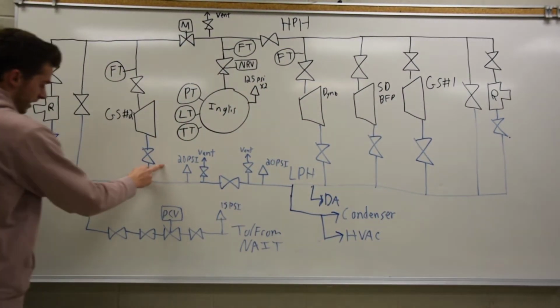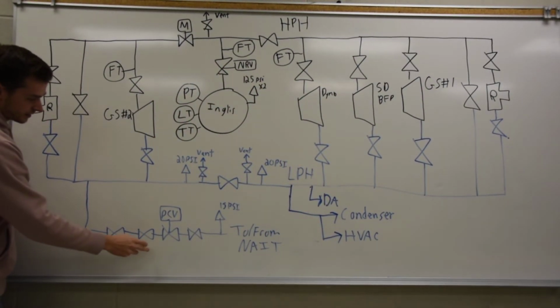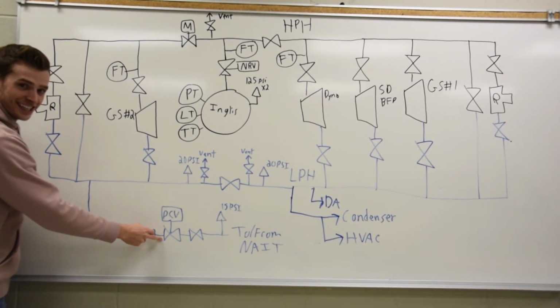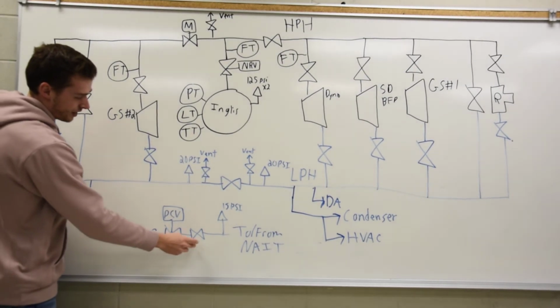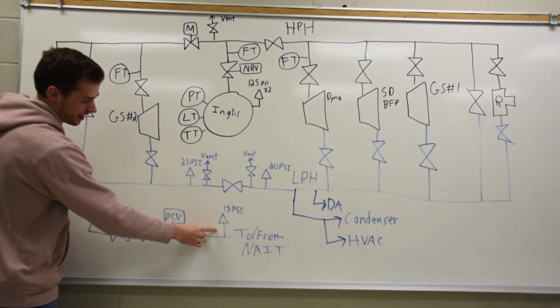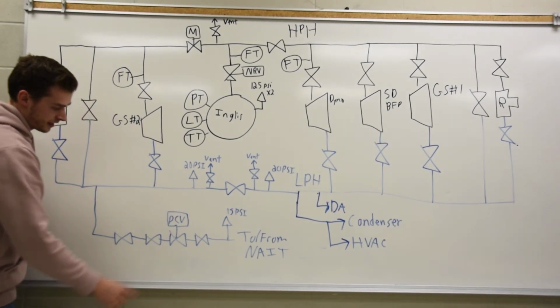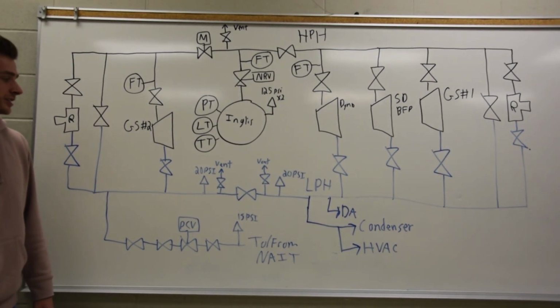After that, we have our final branch, which has the 2 isolation valves, to the PCV valve, to another isolation valve, along with a 15 psi pressure relief valve before going to the NATE, steam to and from NATE. And that is the English boiler, the high pressure header, and low pressure header.